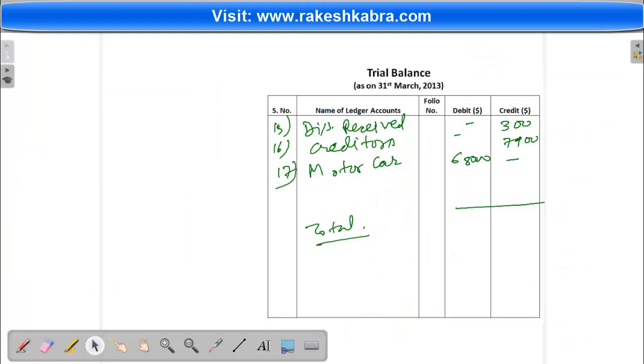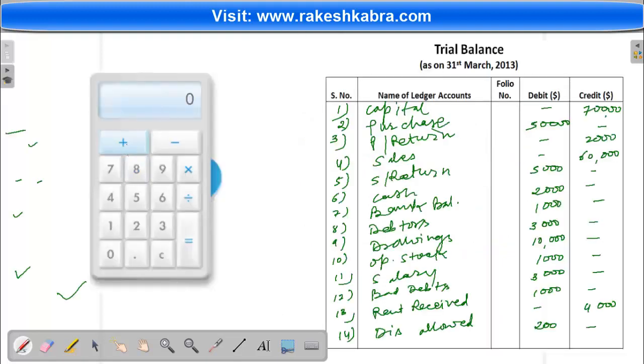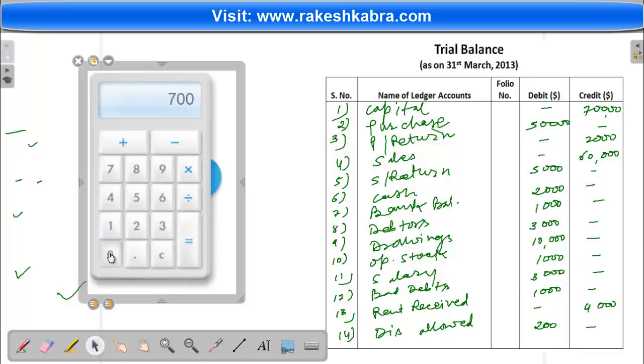So this final total, I am going to write 1 lakh, wait a minute, 1,44,200. This is the total of debit. Now see the total of credit. What is the total of credit? Tell me the amount. First amount 70,000. Credit side 70,000. Next amount, tell me. 2,000. Next 60,000.